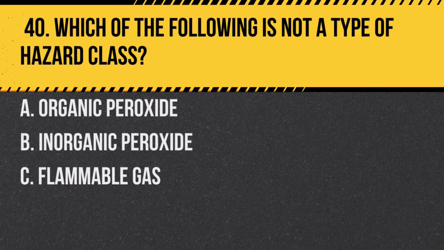Question 40. Which of the following is not a type of hazard class? A. Organic peroxide. B. Inorganic peroxide. C. Flammable gas.